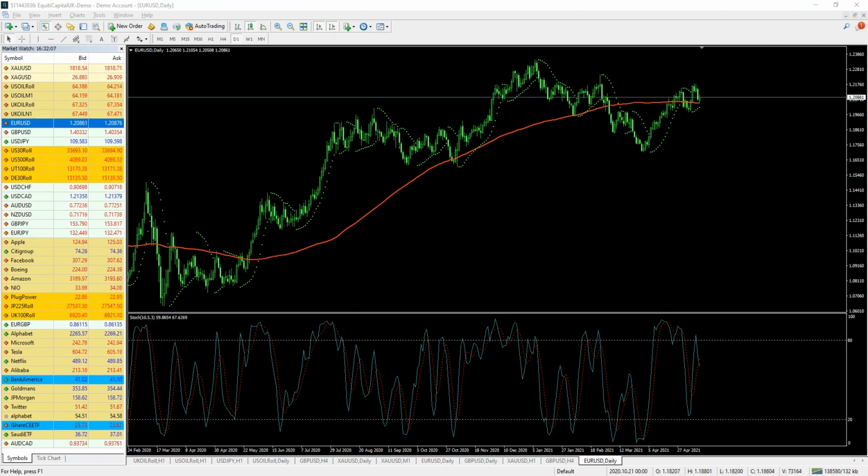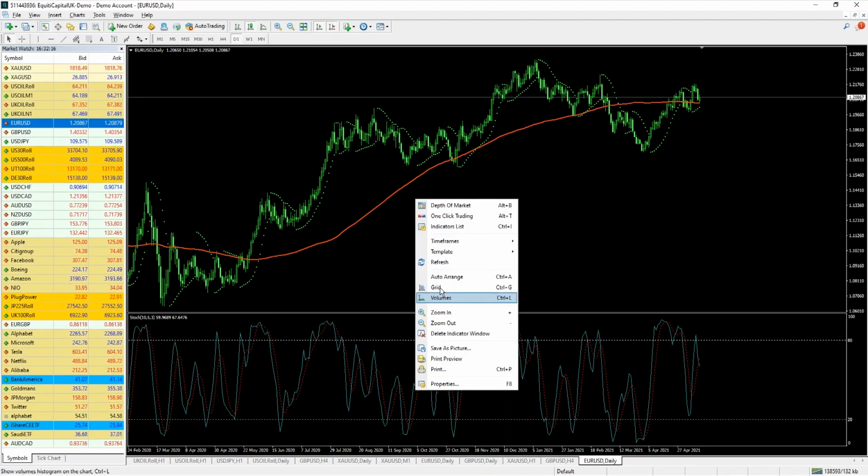All right. So that's in terms of the settings. So if you, for instance, let's add another indicator.